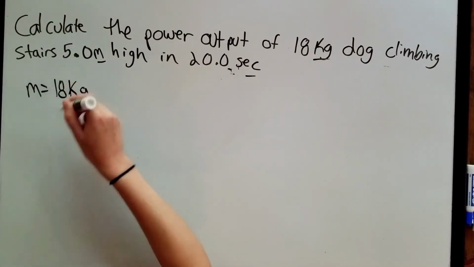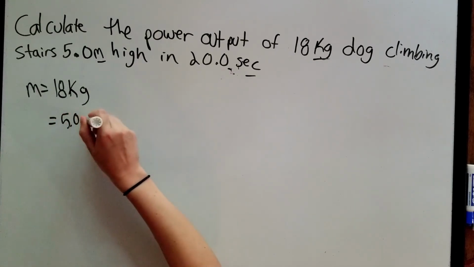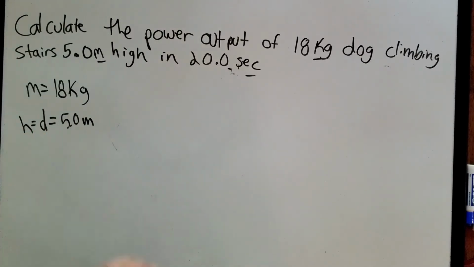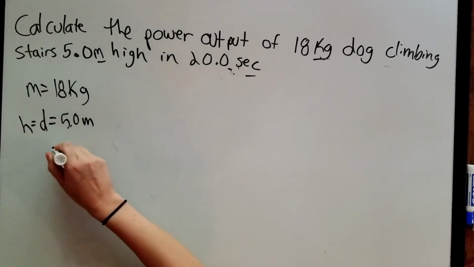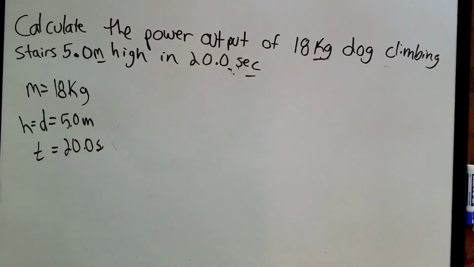So mass is the kilograms. Meters would be the distance or the height. So we have two different variables it can represent now. And then seconds is going to be t, time.